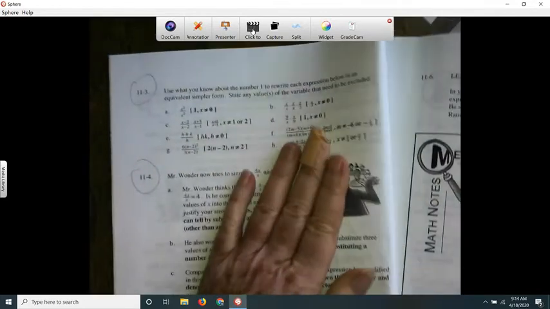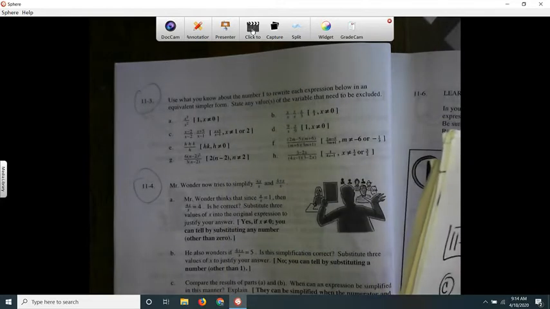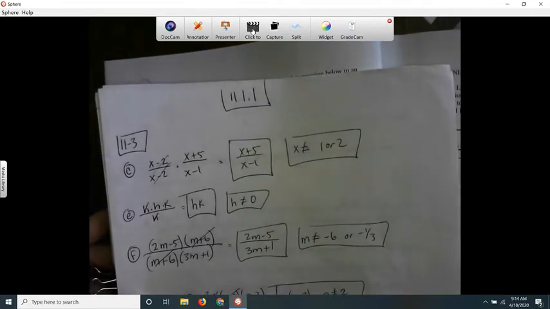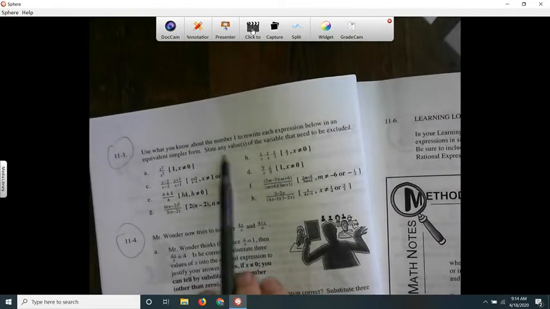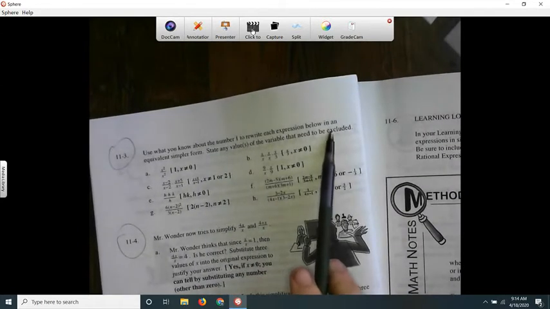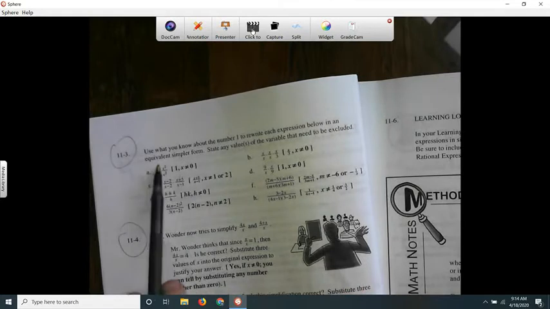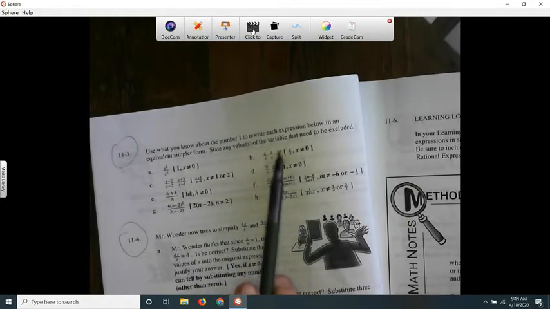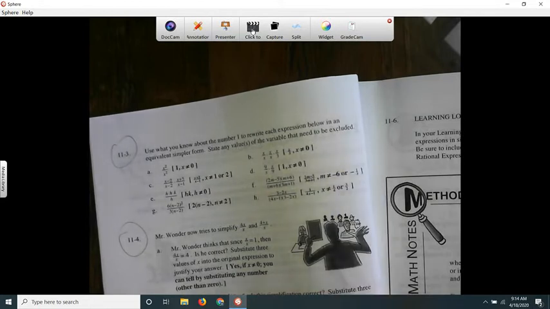I'm going to do 11-3 and 11-4 and 11-5. So 11-3 says, use what you know about the number 1 to rewrite each expression below in an equivalent, simpler form. State any values of the variable that need to be excluded. So x squared over x squared, you guys remember that?